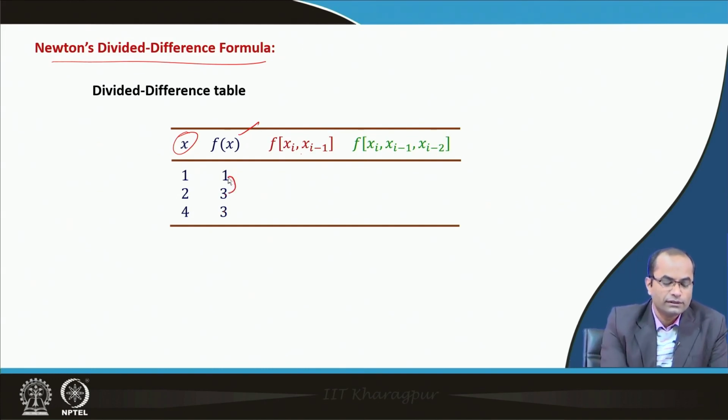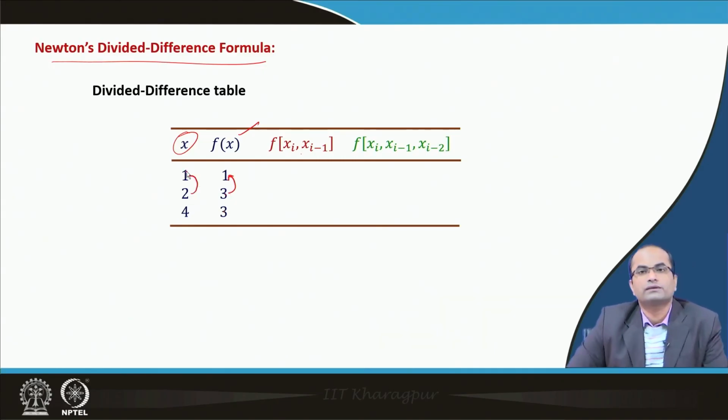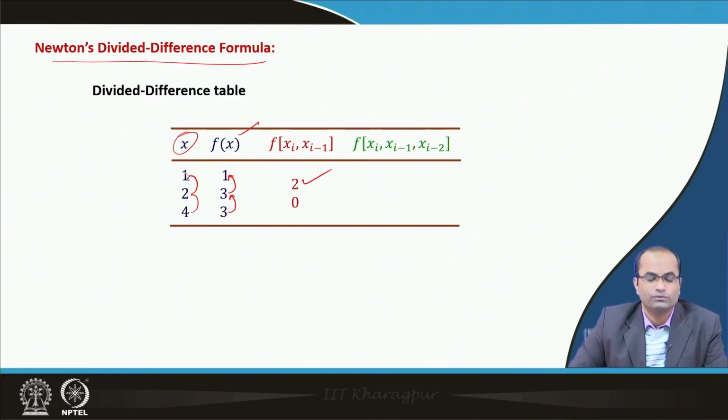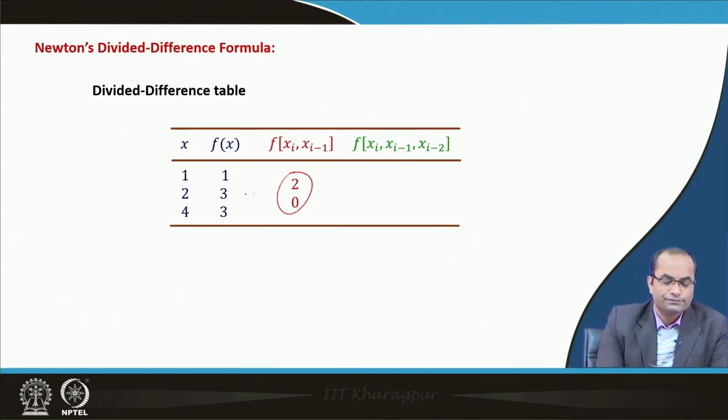Just subtract this one here. So, 3 minus 1, that is 2, and we have to also divide by the corresponding values of x, that is 2 minus 1, 1. So, 3 minus 1, 2, divided by 1, that is 2 here, and in this case 3 minus 3, that is 0, and then 4 minus 2, that is 2. So, 0 by 2, that is 0 again. So, we have this.